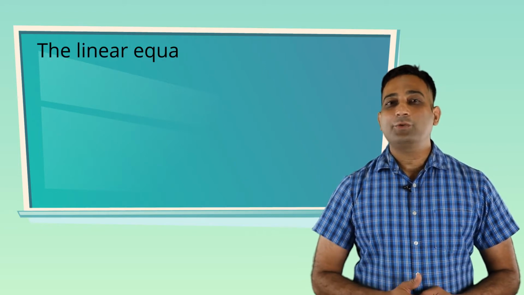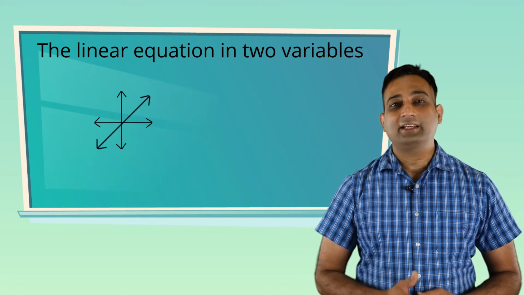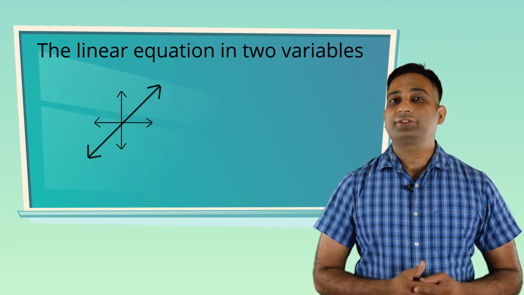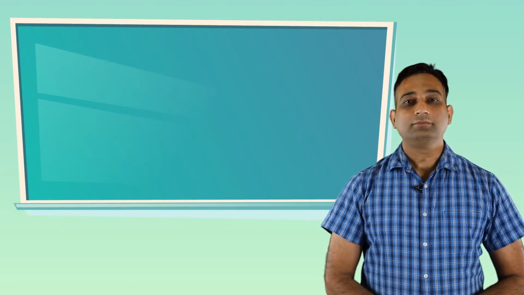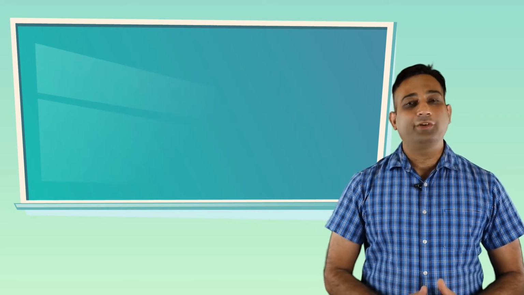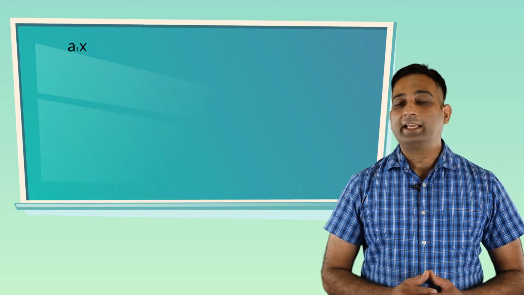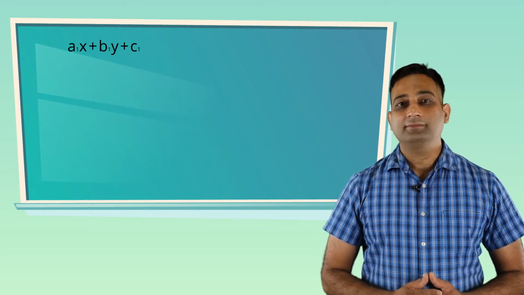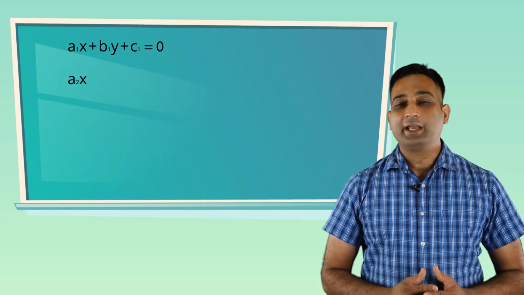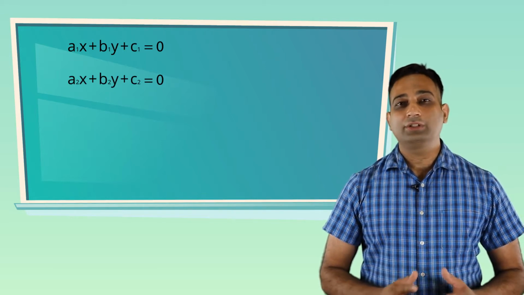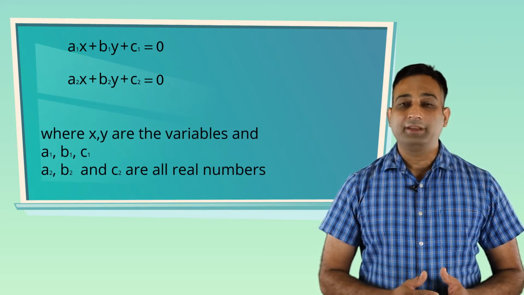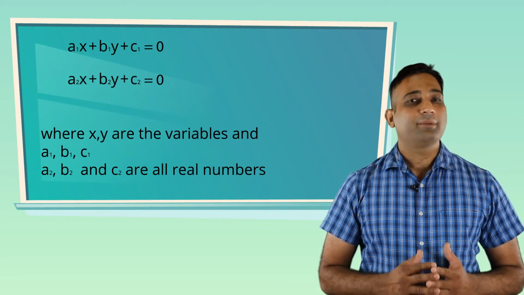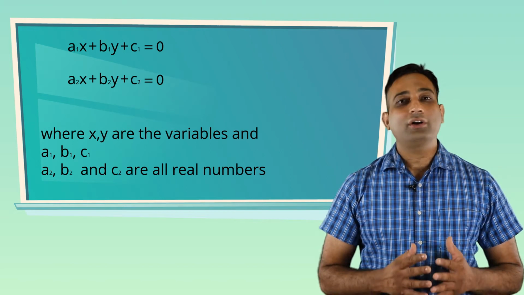Dear students, we have learned in the previous classes that the linear equation in two variables represents a straight line, and the solution of this straight line is the point on that straight line. The pair of linear equations in two variables is represented by a1x plus b1y plus c1 equals 0 and a2x plus b2y plus c2 equals 0, where x and y are the variables and a1, b1, c1, a2, b2 and c2 are all real numbers.